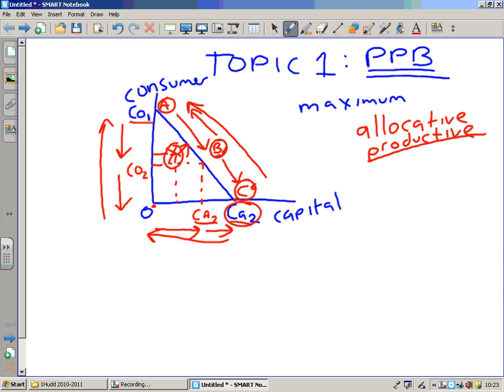Okay, and that is the end of this topic. What I want to move on to the next topic is what makes a production possibility boundary diagram shift.